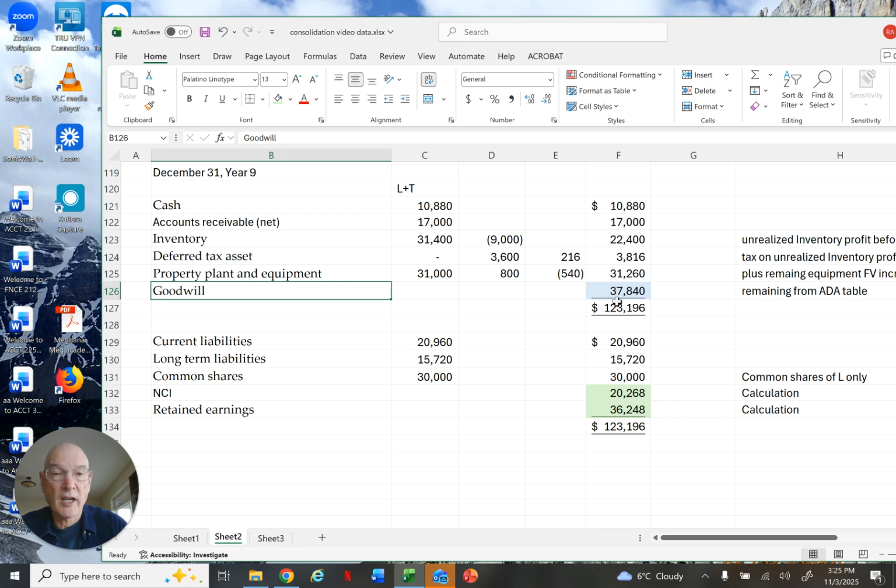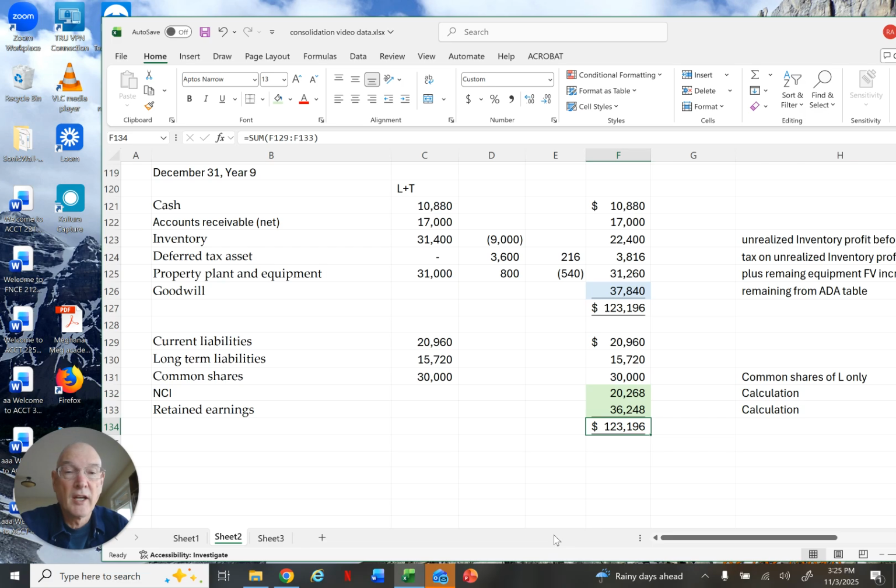Now, that gives us total assets of 123,196. So when you're doing your work, this is what you're shooting for, really hoping for the best here. And here are our current liabilities that had no changes. Our long-term liabilities had no changes. We just used the common shares of the parent. The retained earnings and common shares of the subsidiary have been eliminated. And then we have, from our calculations, NCI balance sheet and consolidated retained earnings. These are the two numbers that should help you balance. And we do. So very good.